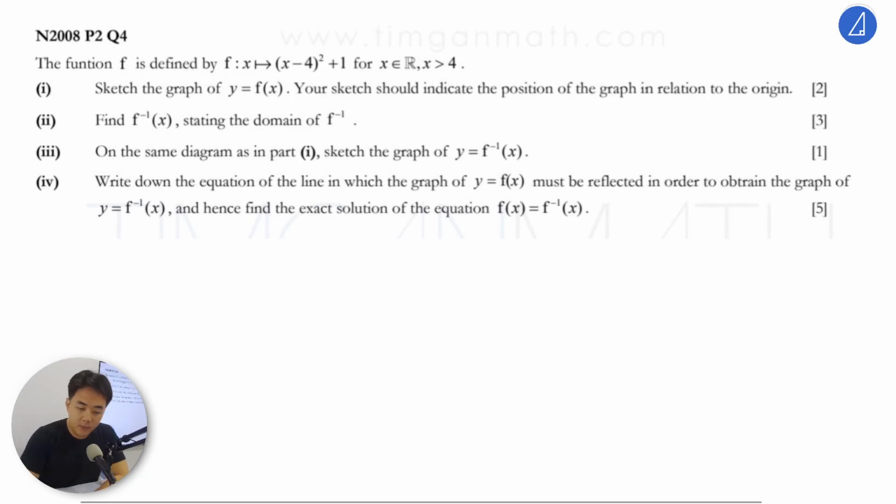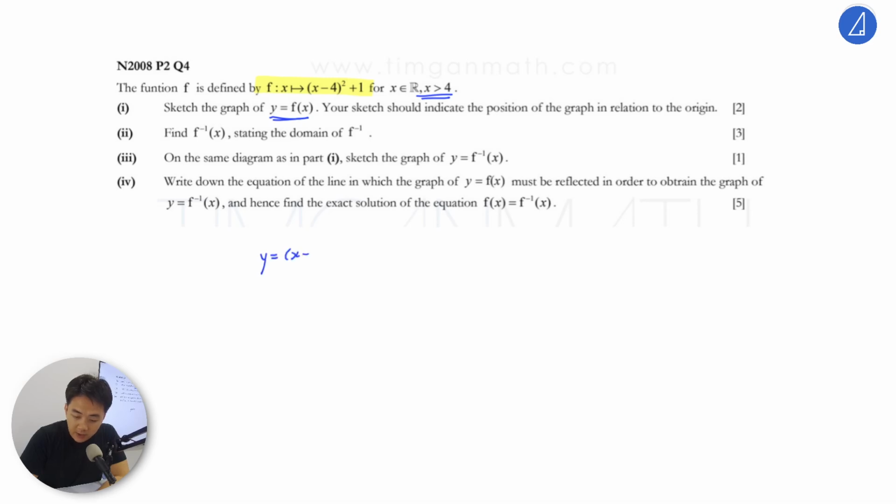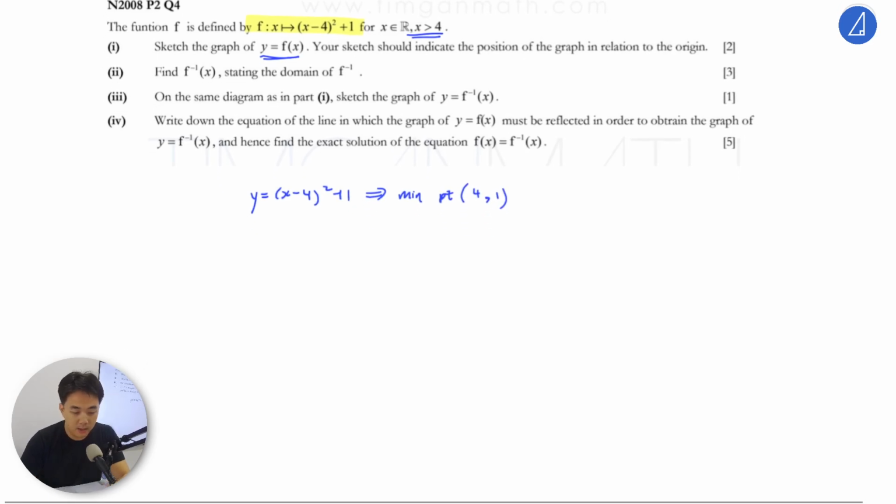This case here, remember this one, is a quadratic function, where x is bigger than 4. This is a function. Sketch your graph of y equals f(x). Your sketch should indicate clearly the position. So y equals, this is already completed square, so at a glance you should know what the minimum point is. What's the minimum point? Write it down: (4, 1). Then just sketch it out.